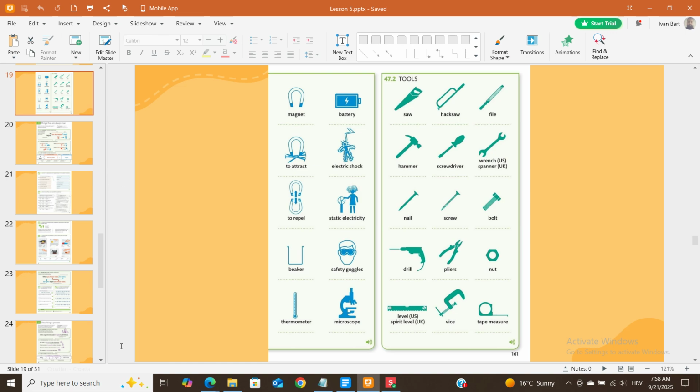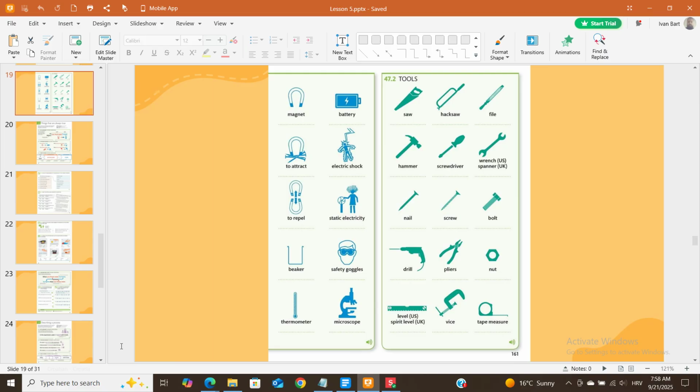47.2 Tools. File. Magnet. Battery. Saw. Hacksaw. To retract. Electric shock. Hammer. Screwdriver. Wrench (US). Spanner (UK). To repel. Static electricity. Nail. Screw. Bolt.